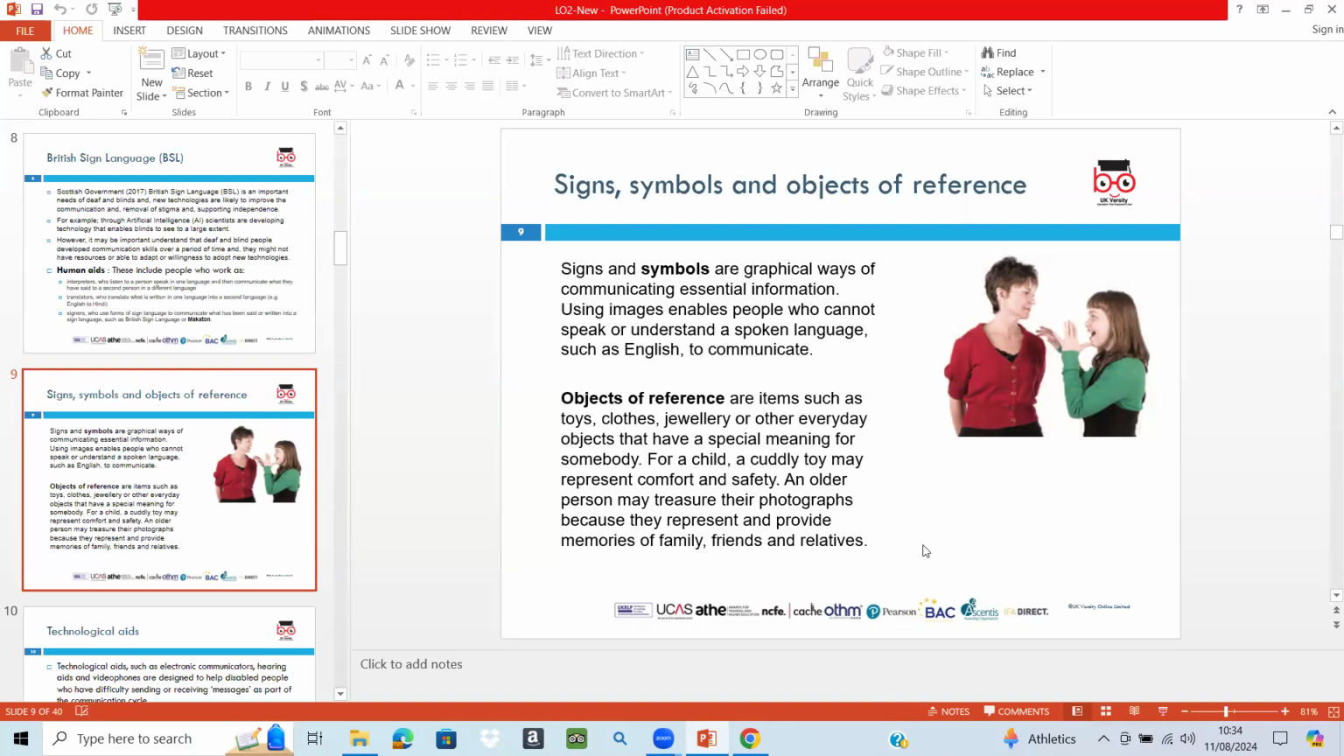Then we have objects of reference. Objects of reference are items that have specific meanings for an individual and are often used with people who have learning disabilities or dementia. As an example, a service user with dementia might recognize a specific blanket as a sign that it's time to rest, and using such objects in their care routine can provide comfort and familiarity, helping them feel more secure.